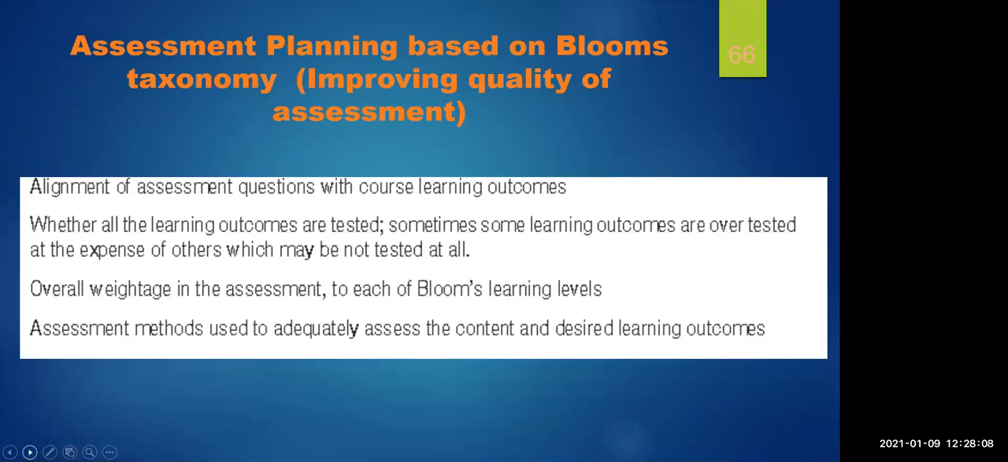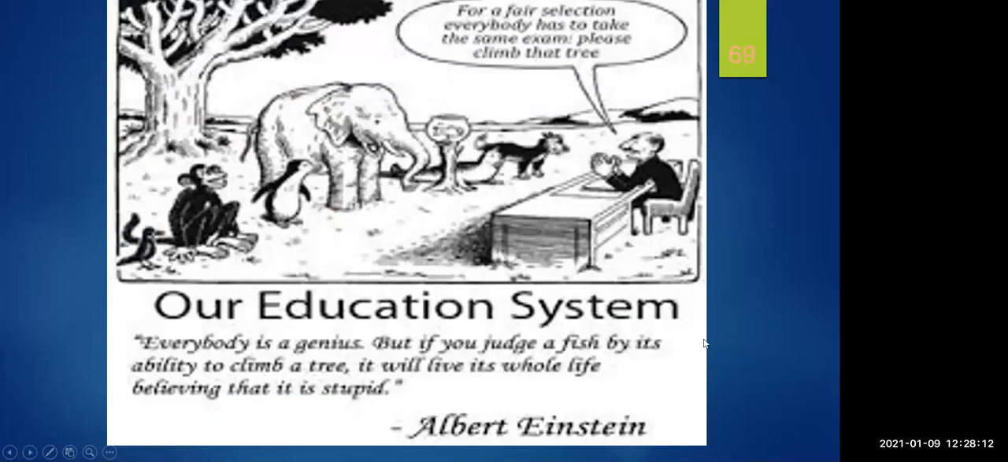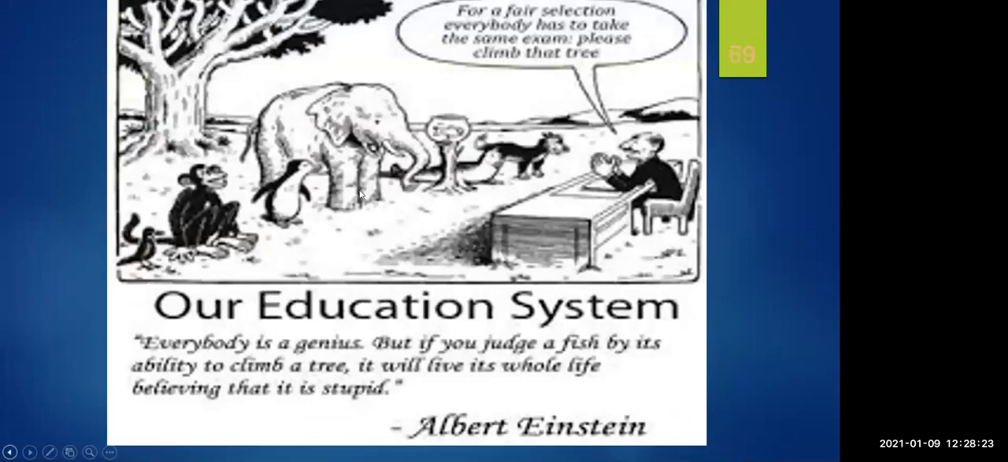So as I said, the question paper has to be set, and this is what our education system is. Most of you have seen this image: everybody is a genius. What happens is, as an evaluator, as a teacher, we treat all the different people the same. Different people have different capacities and different characteristics. And we ask all of them to climb the tree.